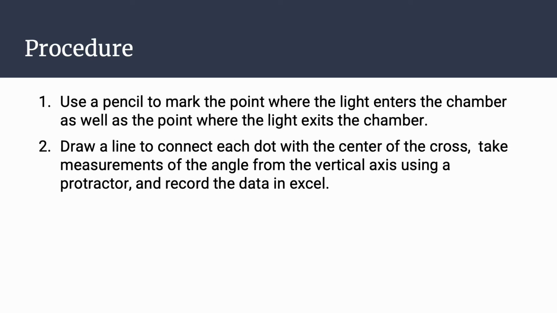Then, use a pencil to mark the point where the light enters the chamber as well as the point where the light exits the chamber. Finally, draw a line to connect each dot with the center of the cross. Take measurements of the angle from the vertical axis using a protractor and record the data in Excel.